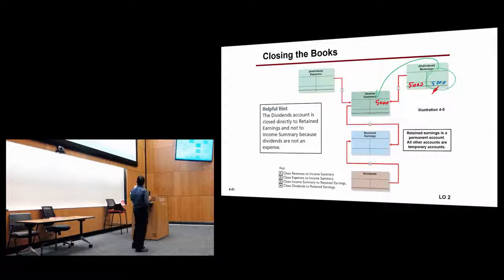And as you can see, dividend is separate. Dividend is separate from expenses and revenues because dividend is not an expense. You have to keep that in mind. It's not involved in calculating the net income. This is why we do not close dividends to income summary. It's not related.